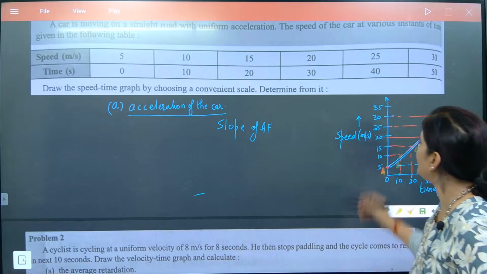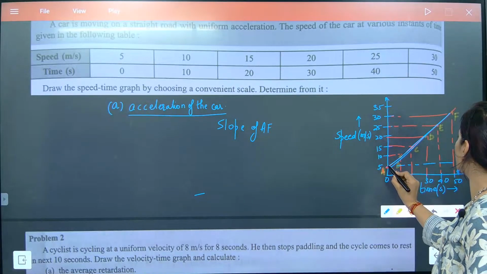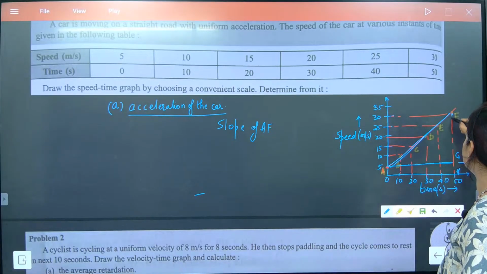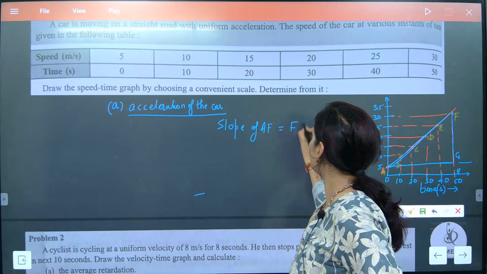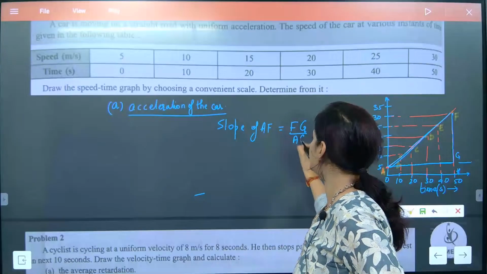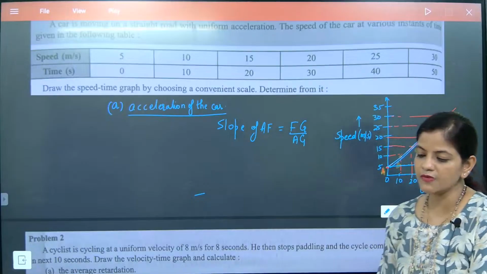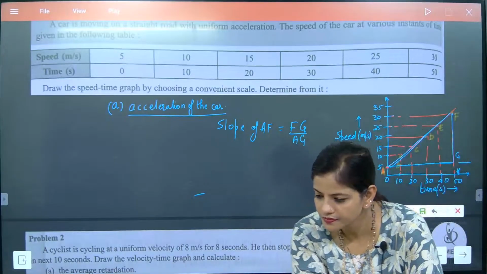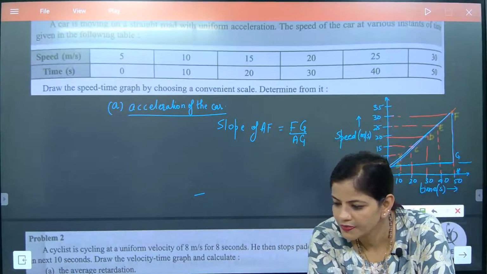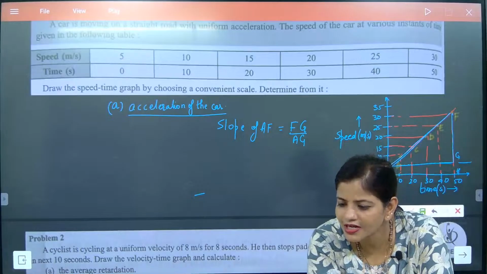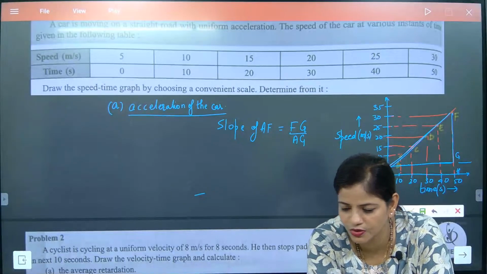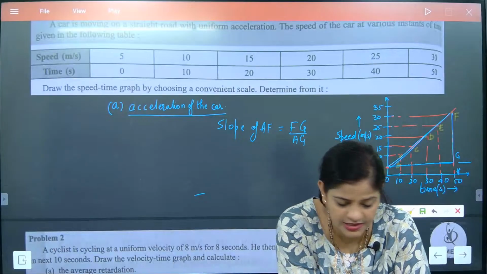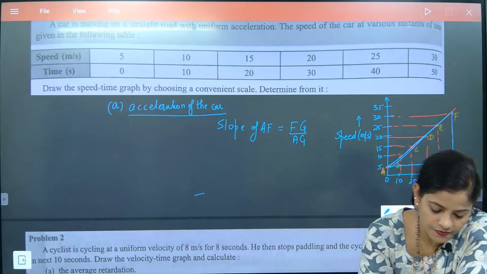So slope of line AF will be what? We are going to write, this is AG and this is FG. This is AG by FG. So what we are going to write? FG by AG. Note down FG by AG. Come on, beta. Try this one. Little bit change is needed, beta. You are absolutely correct. Just little bit change and you will be getting the answer. Seriously. Write down.